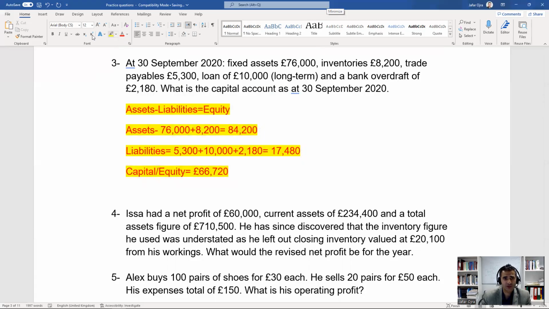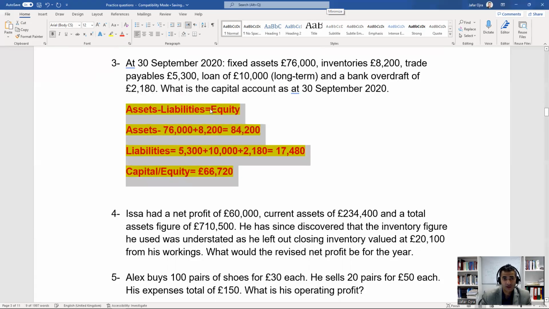It's really simple, straightforward. The trick is just that you need to figure out what comes under assets, what comes under liabilities, and what comes under equity. And that is really the point of this question number 3. Okay, question number 4.